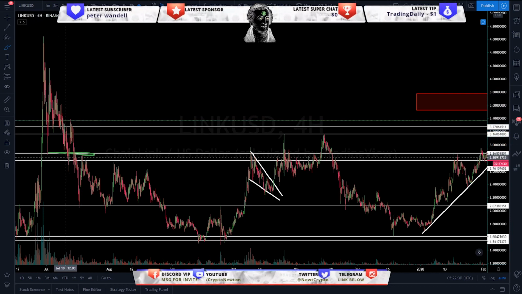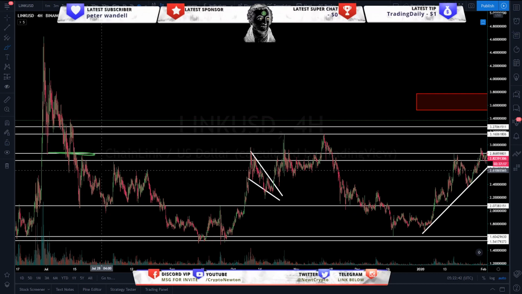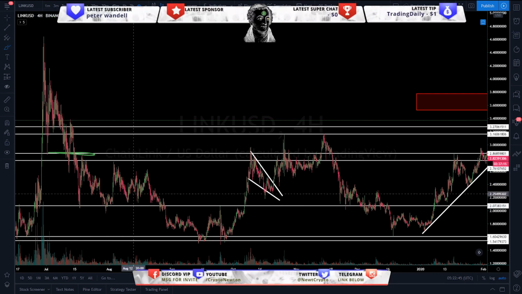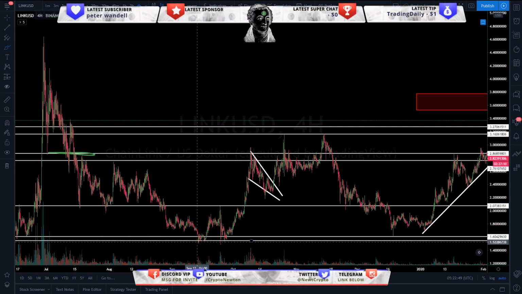And then we finally broke this support, right? And so we did another SR flip. The support became resistance, right? And we retested it, and that shows us that it became resistance because we retested it. Came back down, had this trading range here, and then over time we trickled down to the support that we were talking about that is very important.